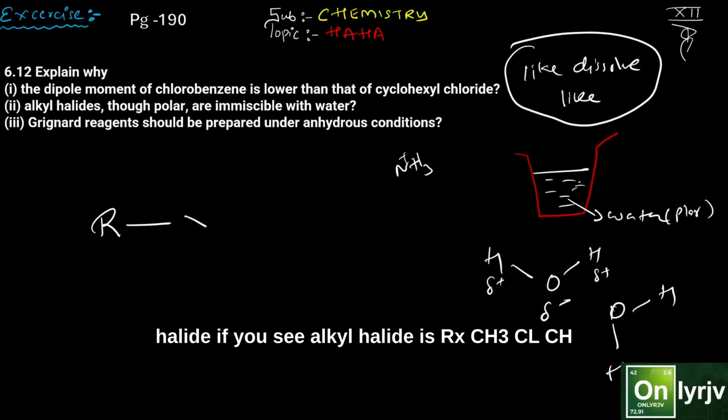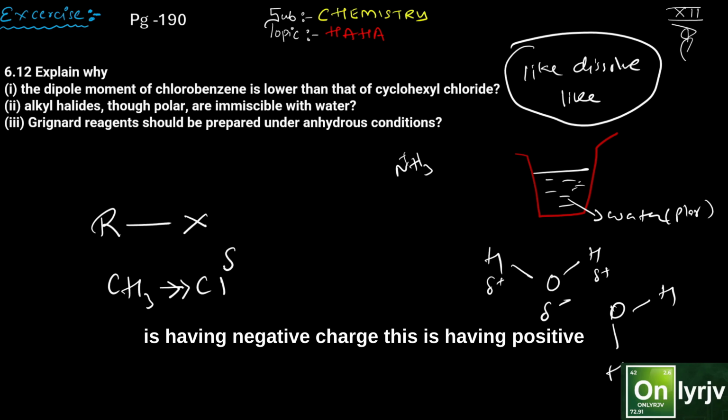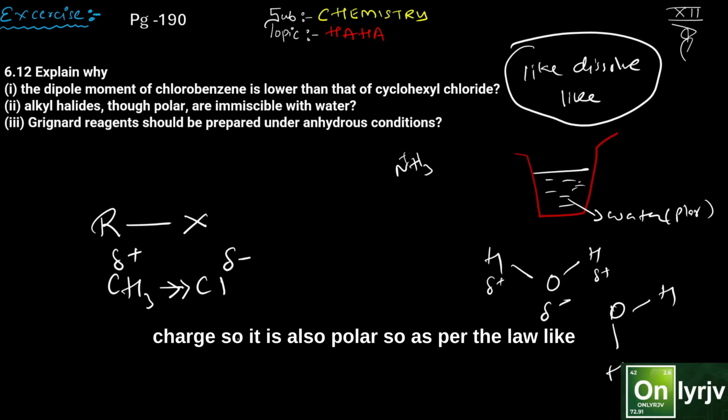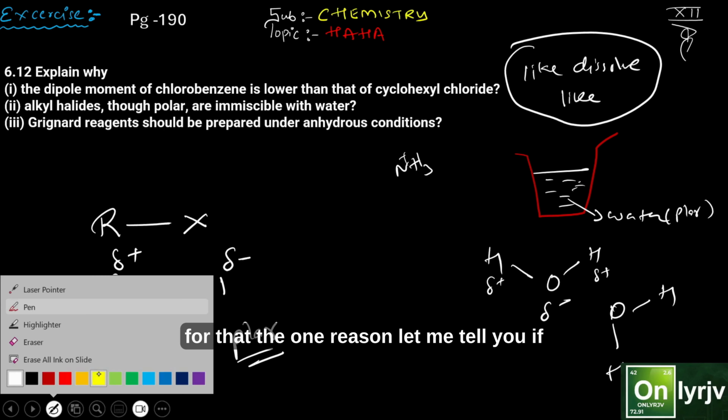If you see, alkyl halide is RX, CH3Cl, C2H5Cl, like that. Fluorine is more electronegative, it has a negative charge, this has a positive charge, so it is also polar. So as per the law, like dissolves like, it should get dissolved in water. Then they're asking why it's not getting dissolved. So for that, let me tell you one reason.